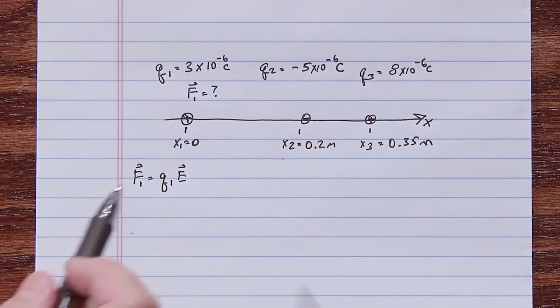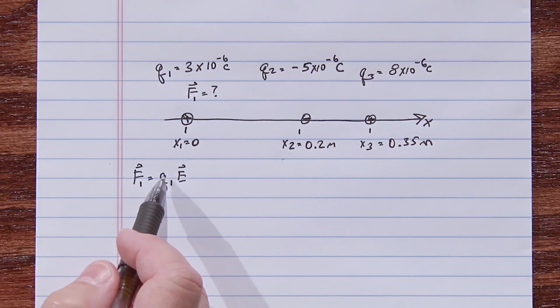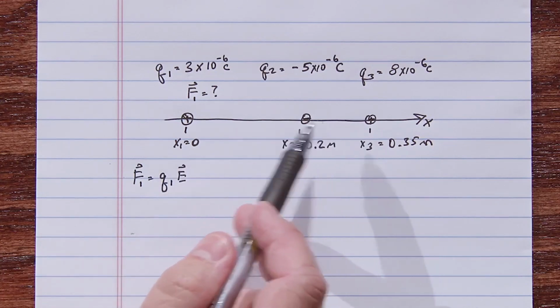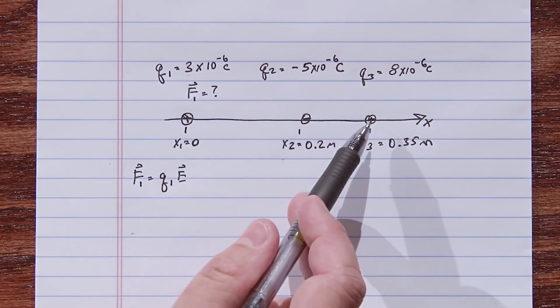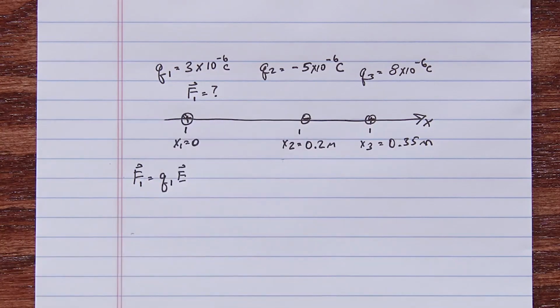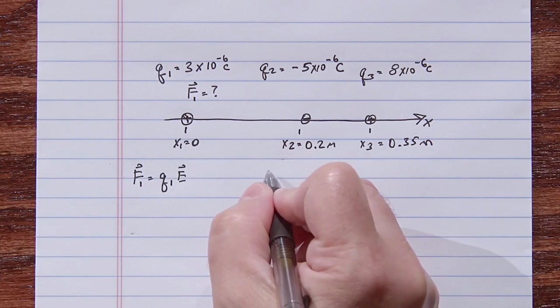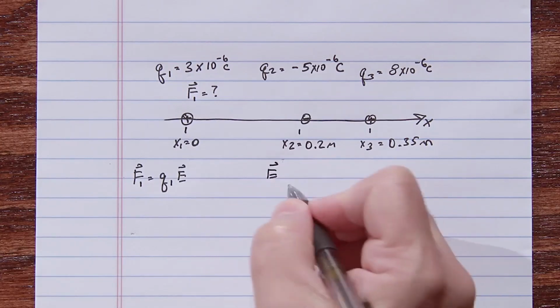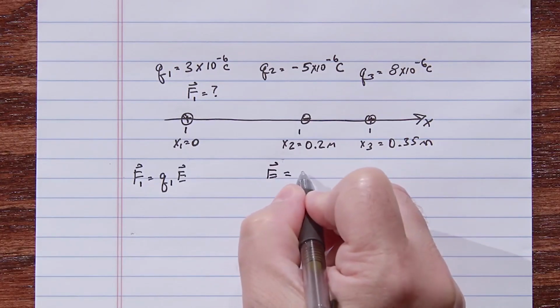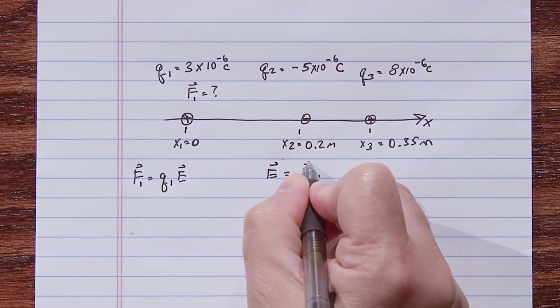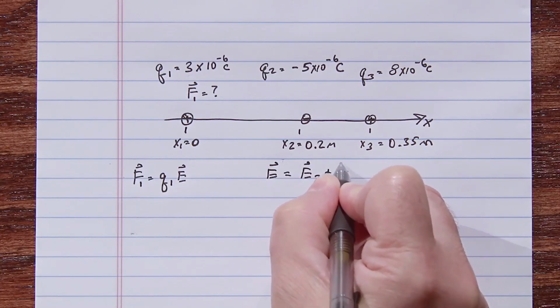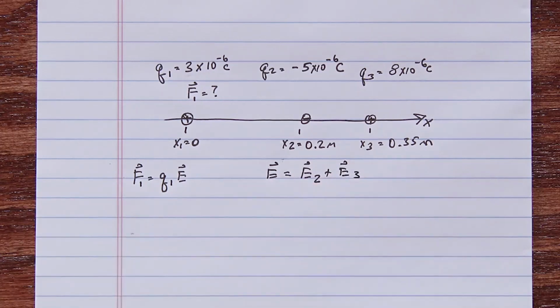What creates the electric field that the charge feels? Well, the other charges do. This charge creates an electric field at this position, and this charge creates an electric field at this position. So the electric field is equal to the electric field created by charge 2 plus the electric field created by charge 3.